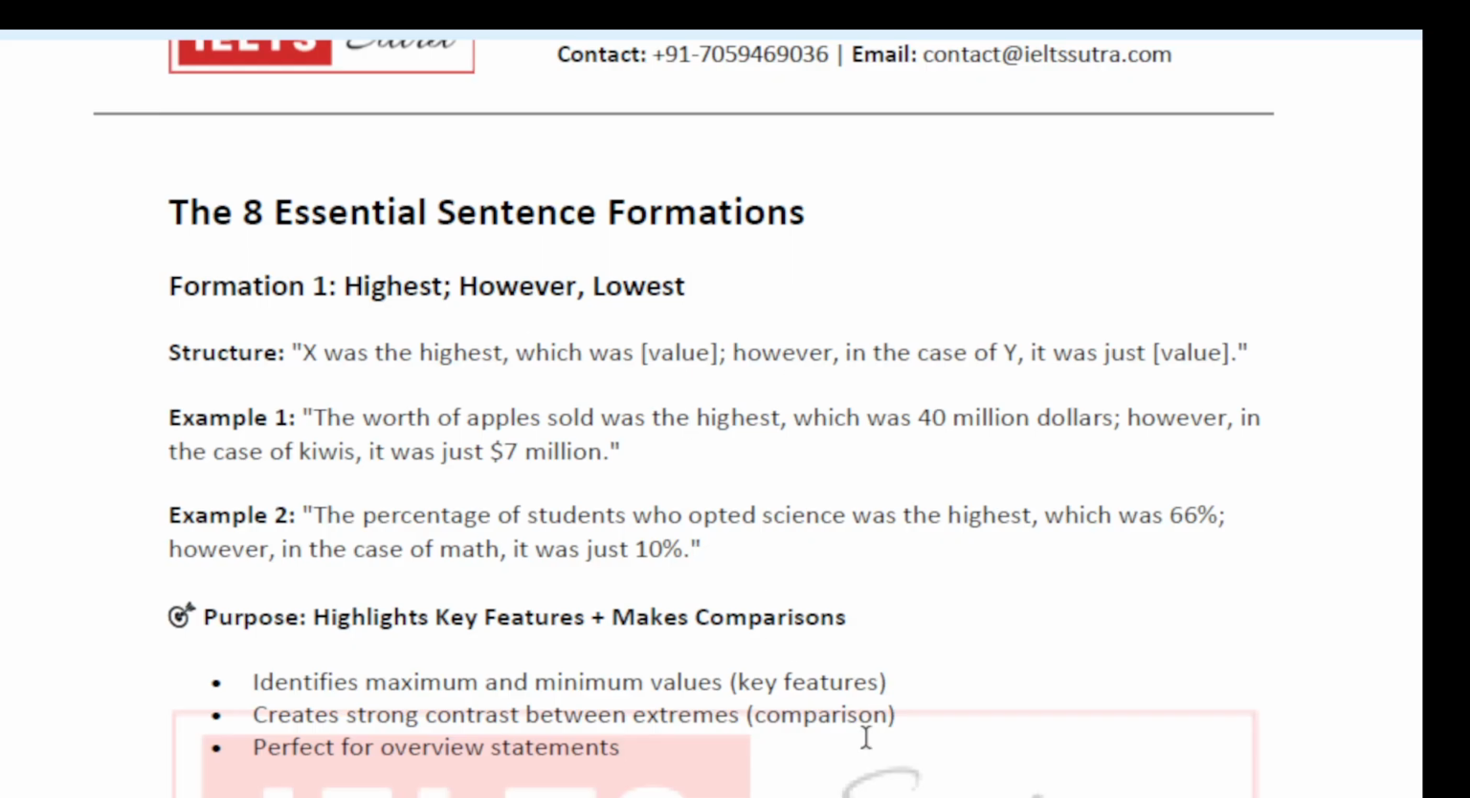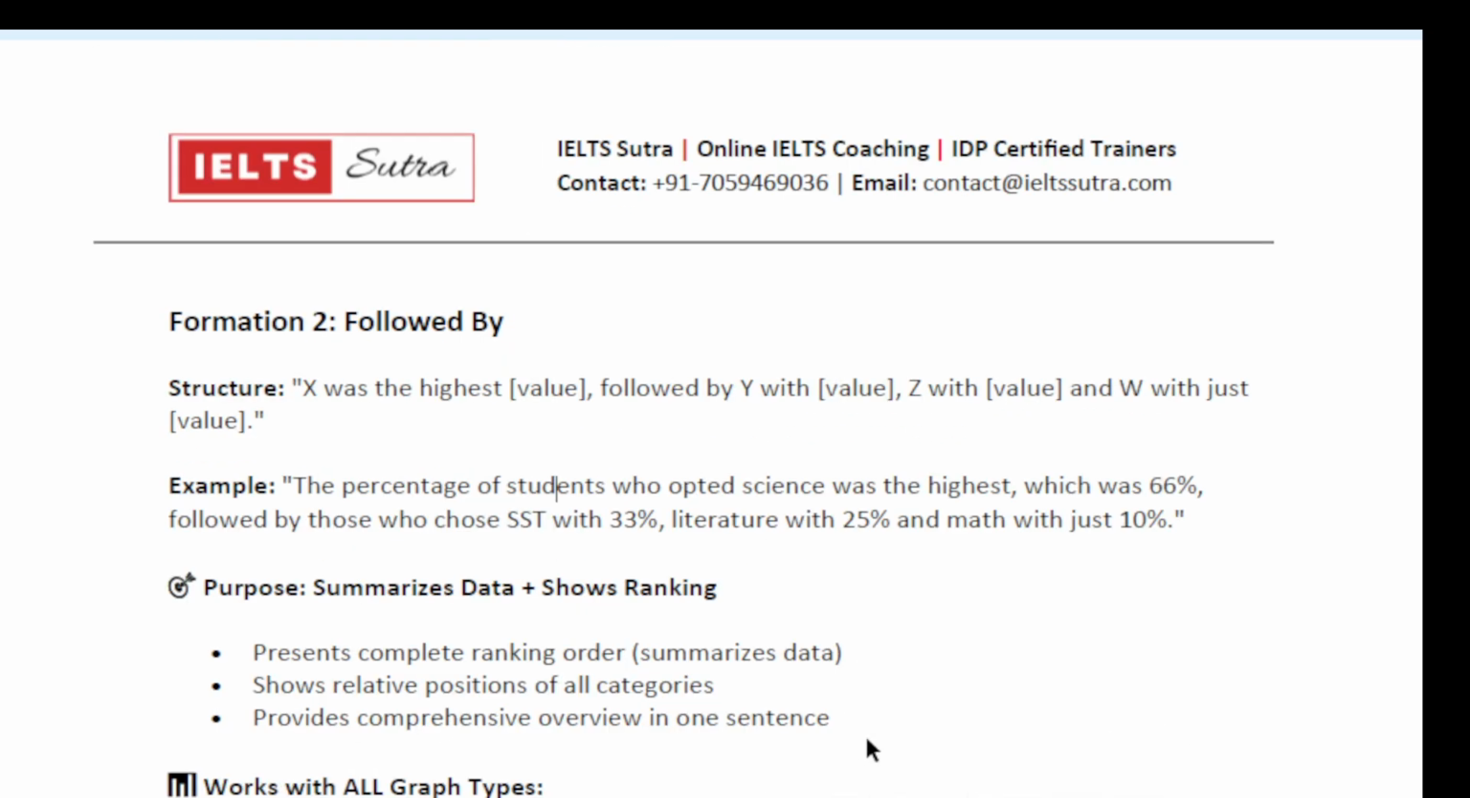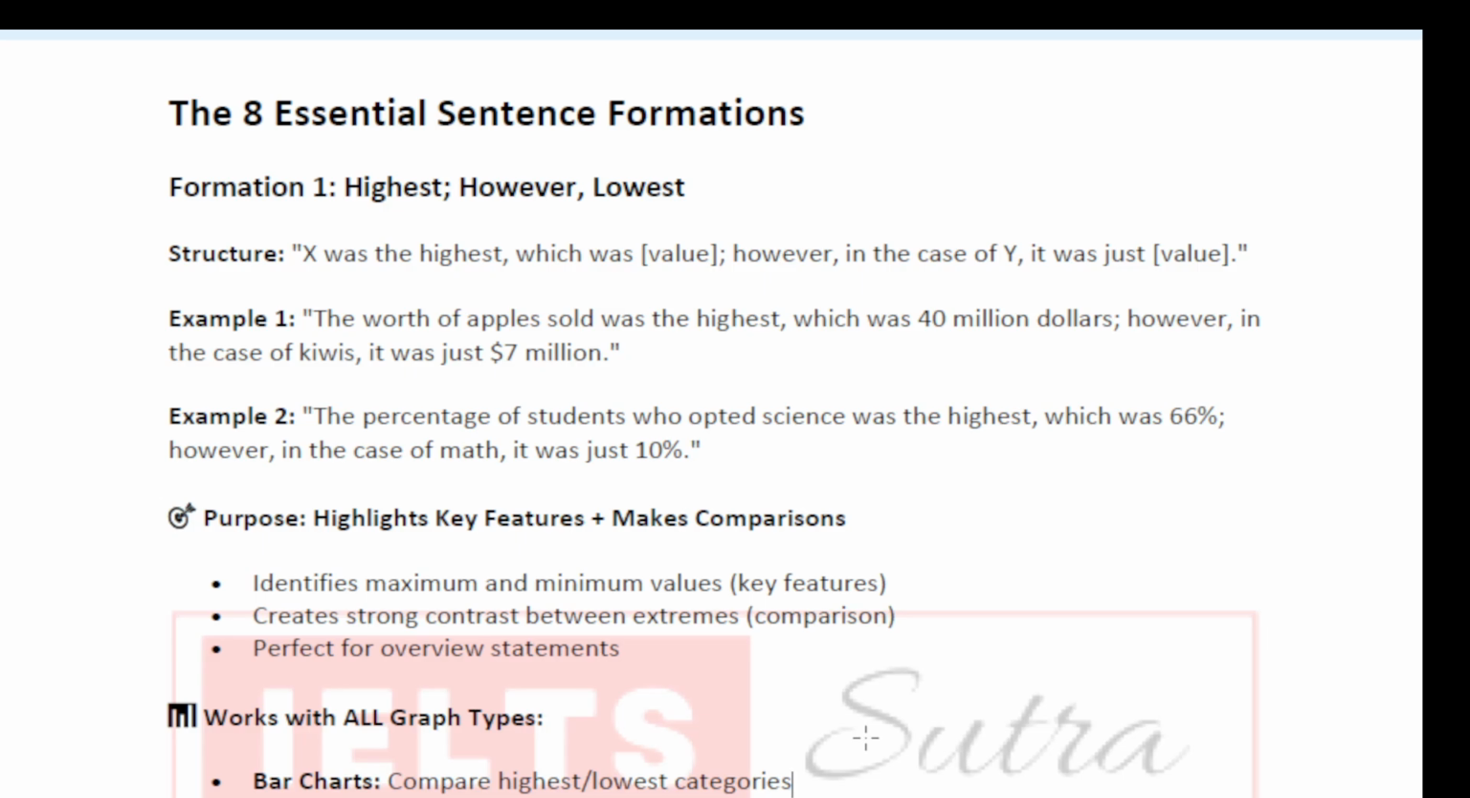Now, how can you use it? Basically, you can use it in different graphs. You can use it in your bar graph for making comparisons between the highest and lowest categories. Then you can use it in line graphs to compare the peaks, and in pie charts and tables also the highest lowest formation can be used to show a contrast and compare the highest and lowest values.